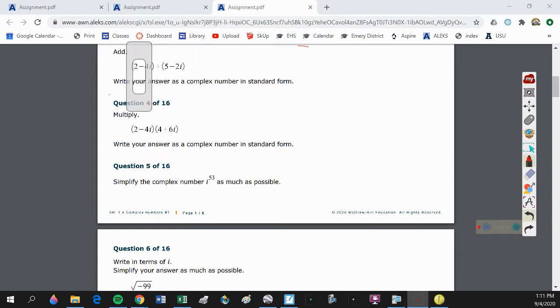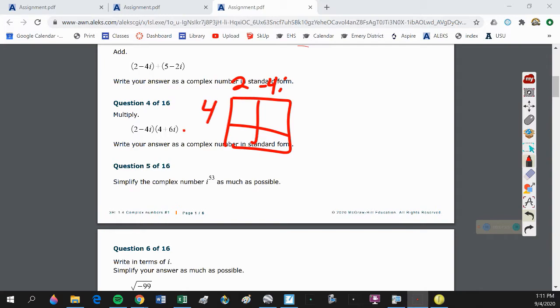Now, multiplying is a bit of a problem. So, I put my box together. 2 minus 4i, and 4 plus 6i: 8, negative 16i, 12i, and negative 24i squared. So 8, and then these two go together to create negative 4i, and then negative 24i squared is just positive 24.